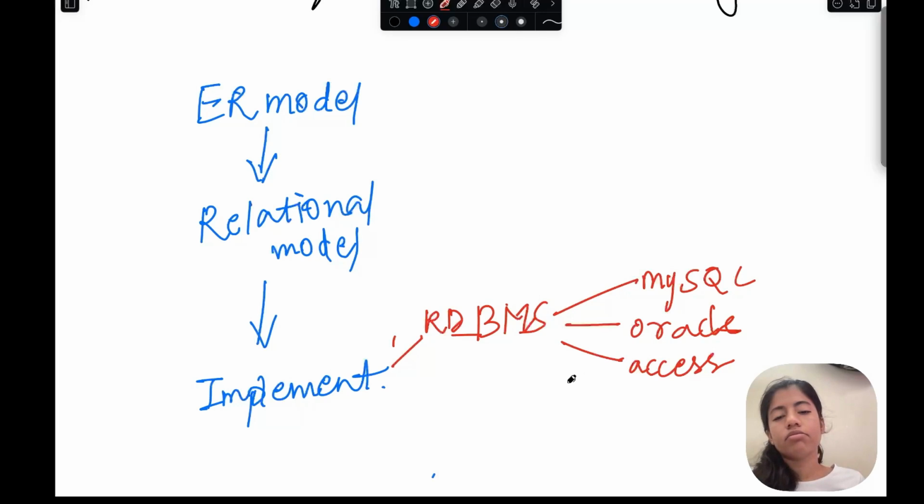Just understand it as software which helps you relate all the tables and have a soft copy implemented in a computer. So I think we are done with the brief introduction to the relational model. Let us talk about its features and properties in the next video.